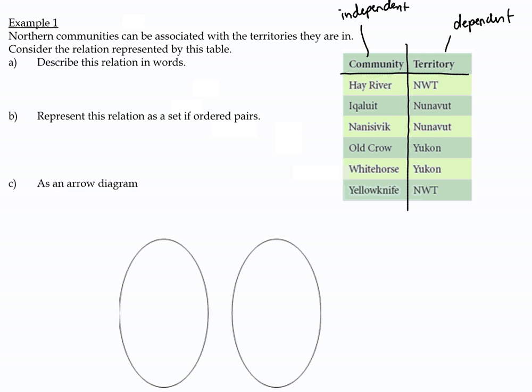Okay, let's describe this relation in words. How could you describe this relation in words? These communities are located in these territories. How about that? These communities, I have an extra bump on my M. That's okay. Are located in these territories.